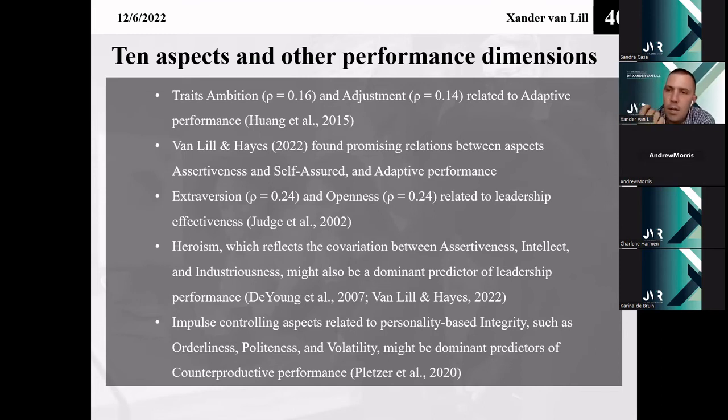And so aspects that might be particularly close to something like integrity might include something like orderliness. Remember, it's got that setting, following rules set by the self and others associated with it. There's politeness, also associated with being well-mannered and being compliant towards other people. And of course, volatility, not engaging in aggressive norm-violating behavior, but restricting those impulses that might be associated with integrity and also help you to not engage in counterproductive behavior.